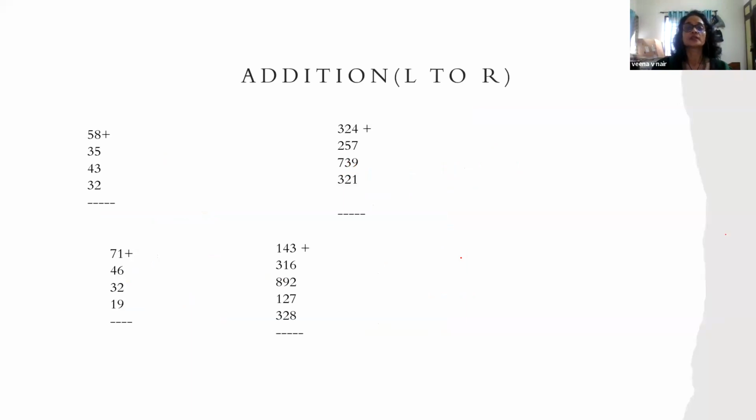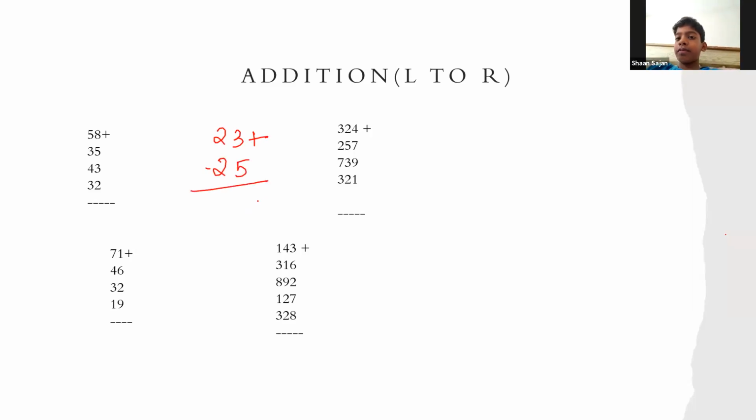Now let us do some addition, from left to right. Usually we do from right to left, right? How do you do your additions usually? Usually we do it from right to left, right? 3 plus 5, 8. 2 plus 2, 4. We do from right to left in conventional mathematics. So here we will look at how to do it from left to right.